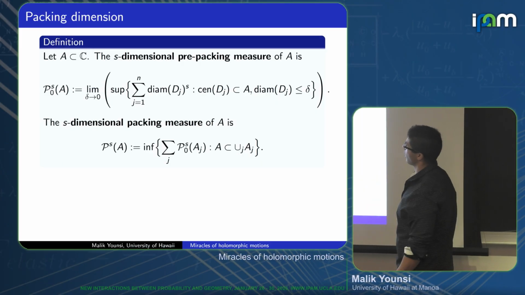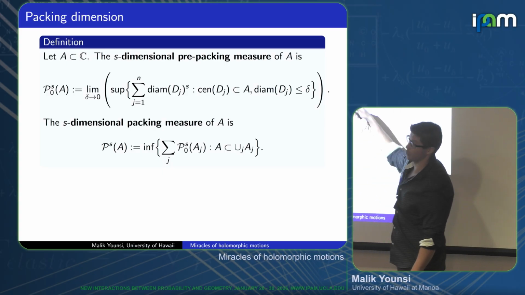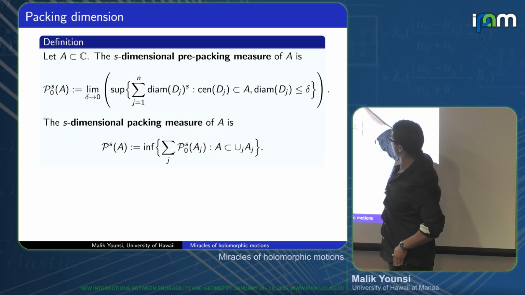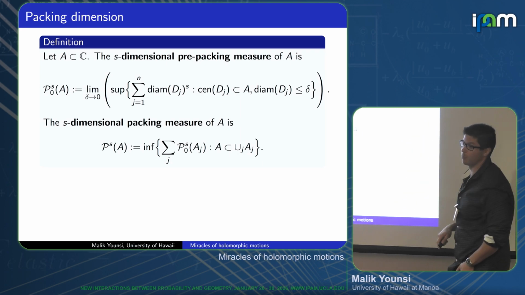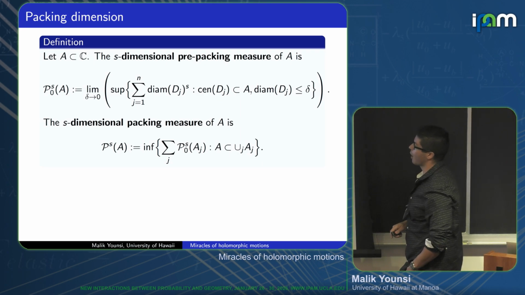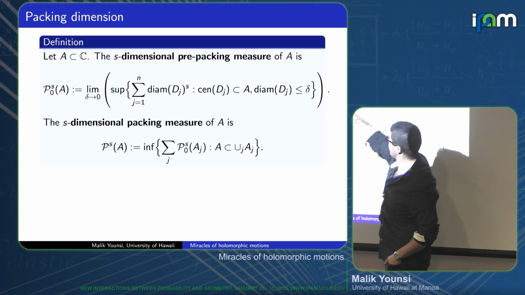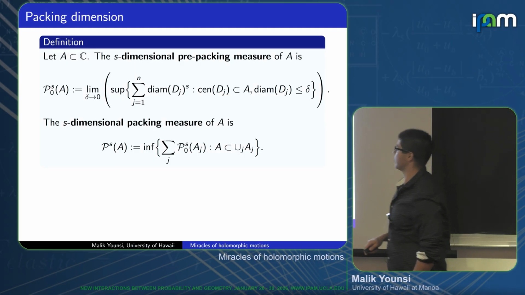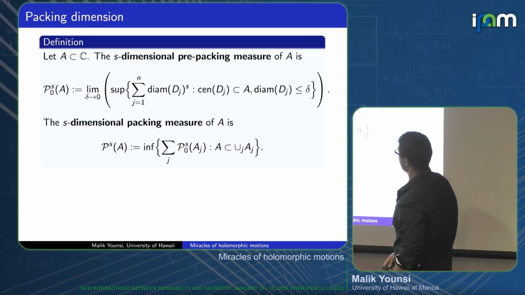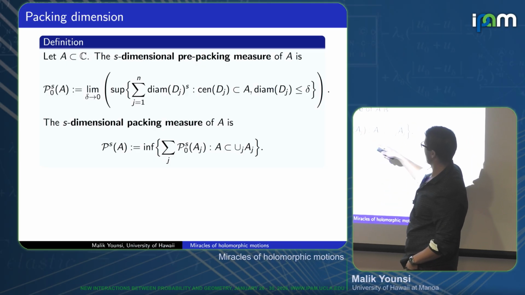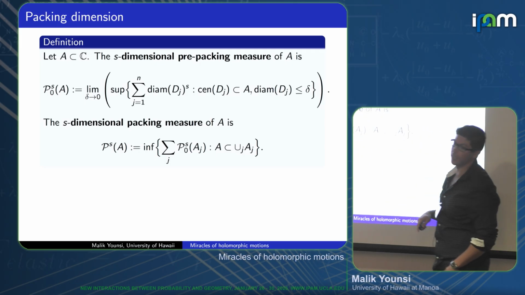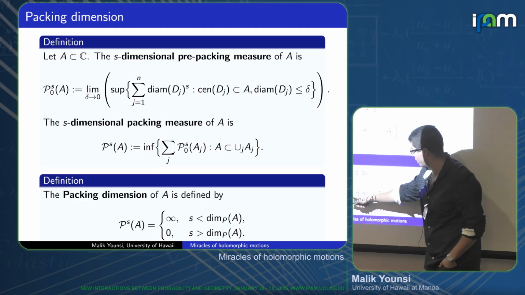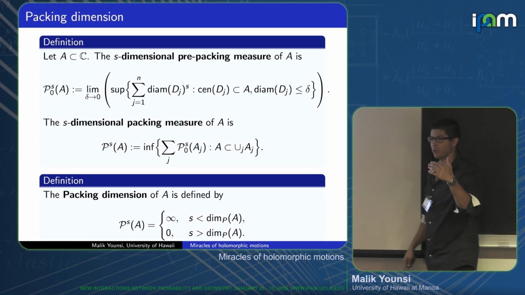This is sort of a dual notion to Hausdorff, where instead of considering coverings, you consider packings. So you try to pack disks centered inside your set that are disjoint, and the diameter is at most delta, and then you take delta smaller and smaller, and you try to maximize the sum of the diameters to the power s. It turns out that this is not a measure, so there's a classical trick to turn this into a measure: you try to find an optimal covering, optimal in the sense that you minimize this pre-packing measure. And now this is a measure, so you can do the same thing as for Hausdorff dimension, where you look at the critical number s where the packing measure goes from infinity to 0.